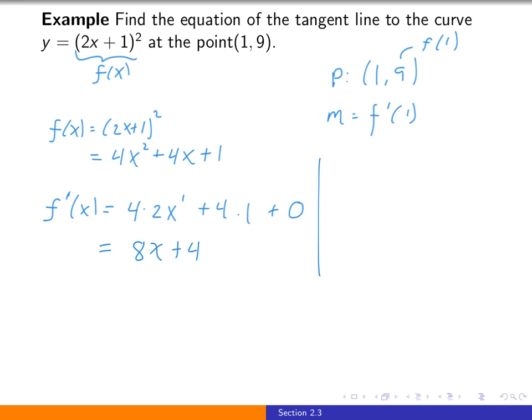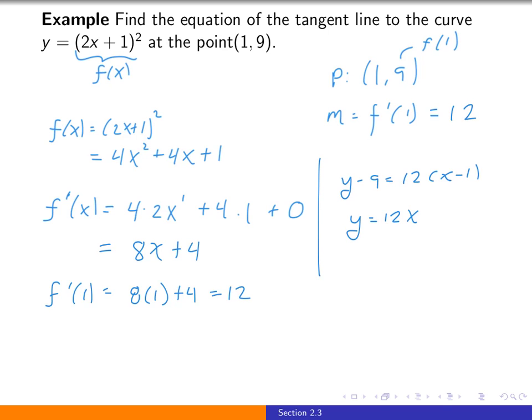The number we are interested in is what happens at 1. So f prime of 1 is 8 times 1 plus 4, which is equal to 12. So we want to write down the equation of the line going through the point 1, 9 with slope 12. So that would be y minus 9 equals the slope times x minus 1. So y is equal to 12x minus 12 plus 9. So in slope-intercept form, this is our tangent line.